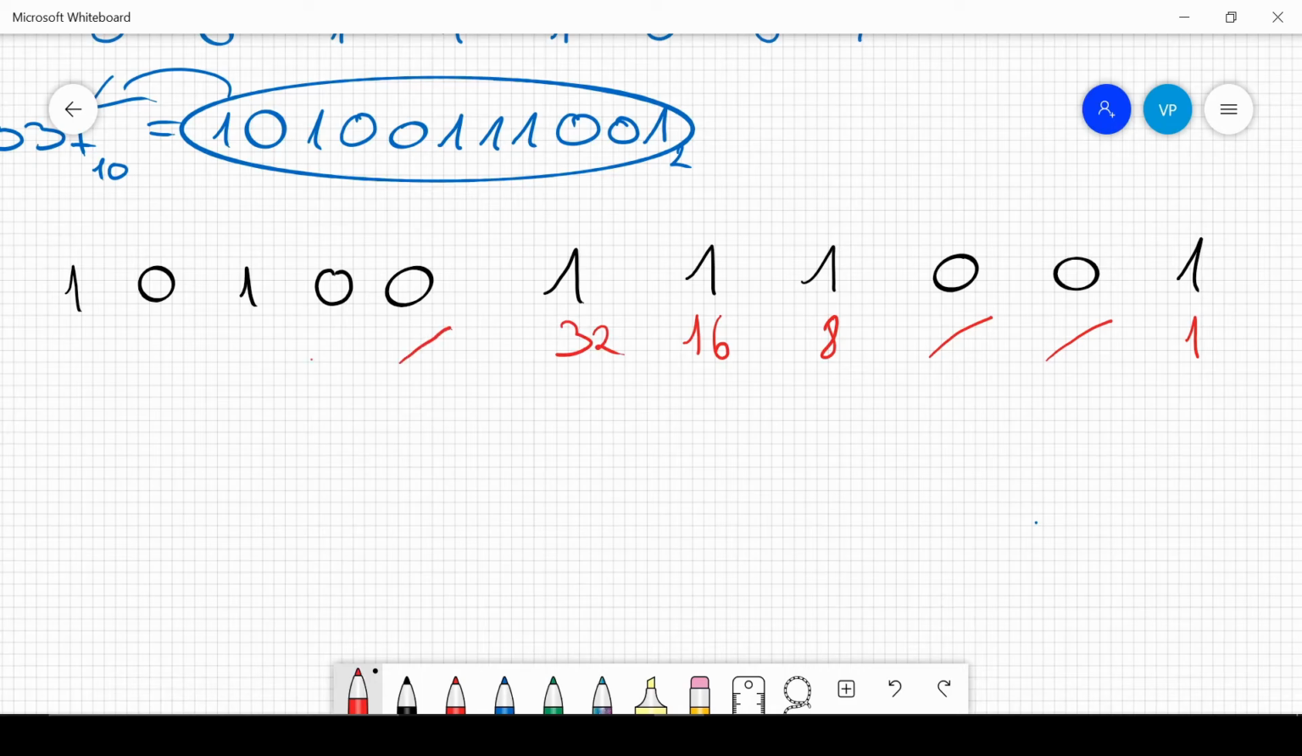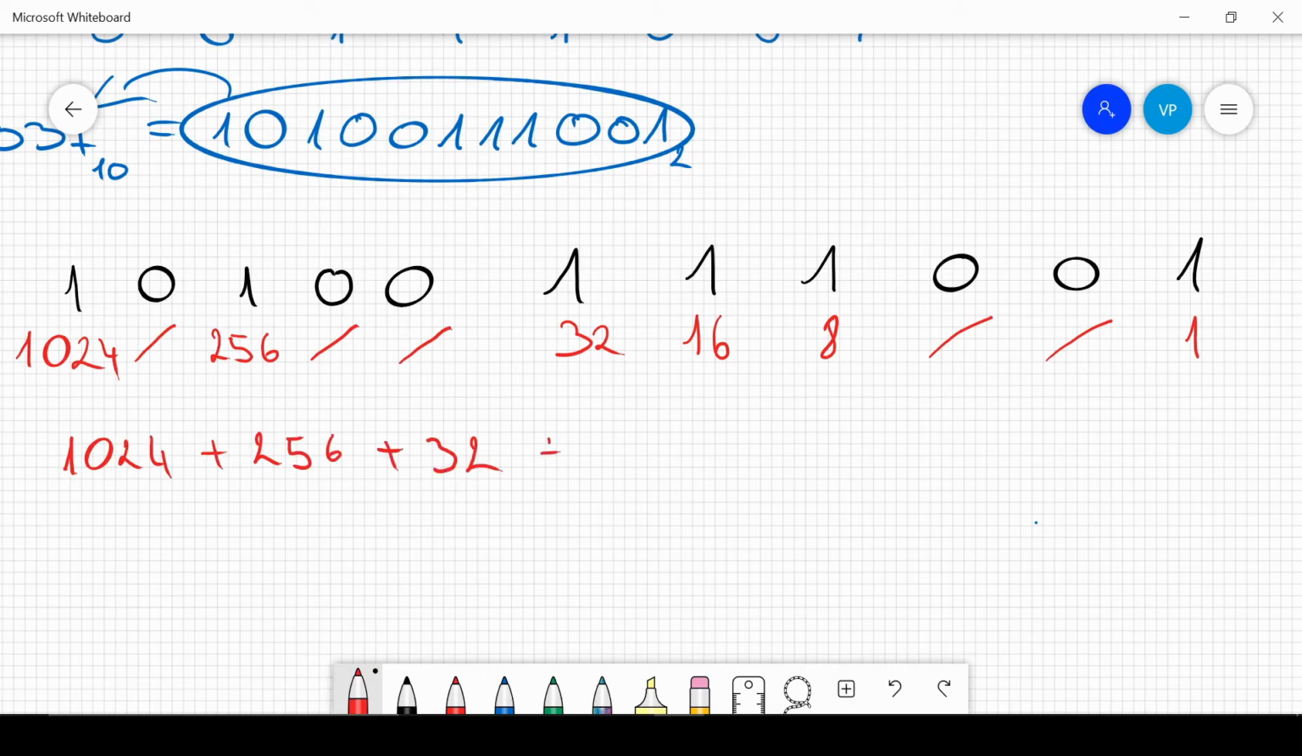We have again 128, which we don't count. Next step is 256, then is 512 and 1024. Now if we add all those numbers, we get 1024 plus 256 plus 32 plus 16 plus 8 and plus 1 is 1337 in decimal.